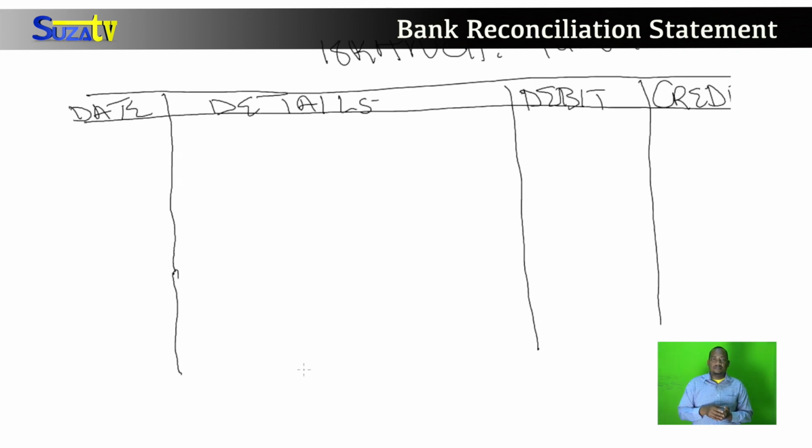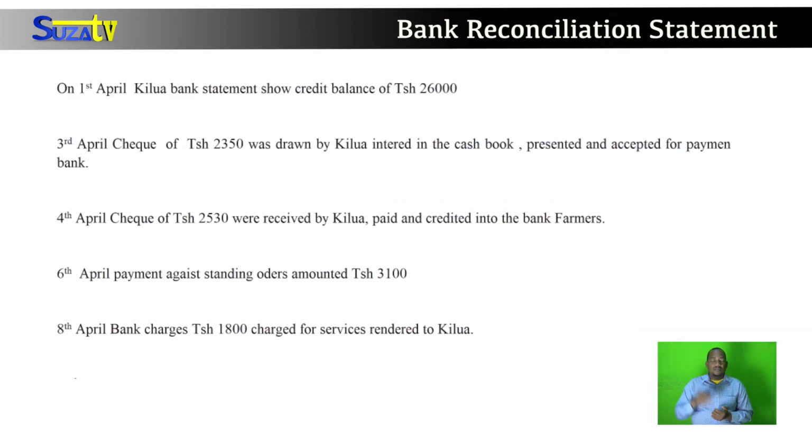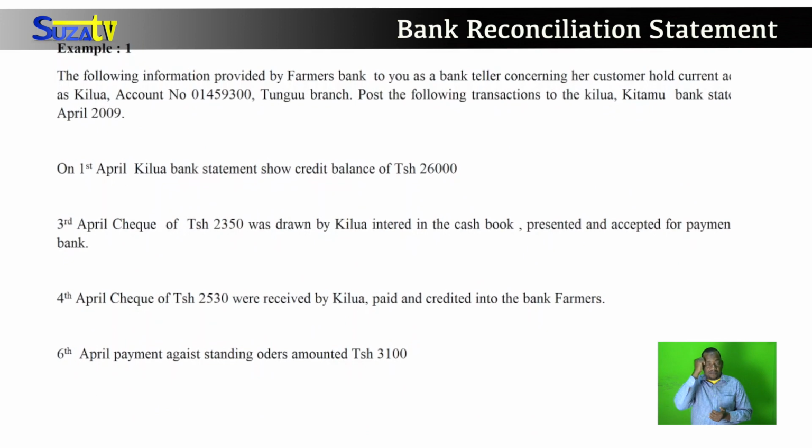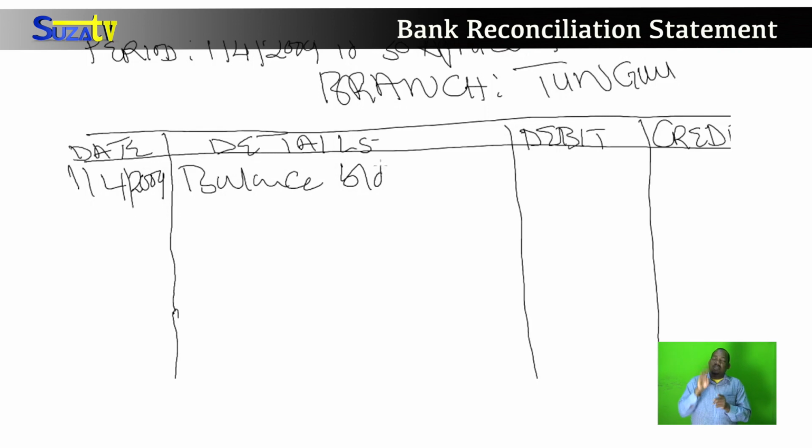After that, refer to the questions. On 1st April, Kilua bank statement shows the credit balance of 26,000. So write 1st April 2009, balance BD 26,000.